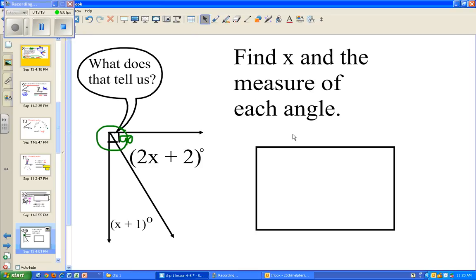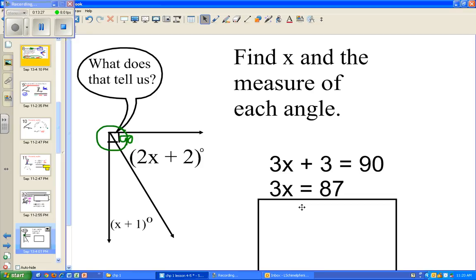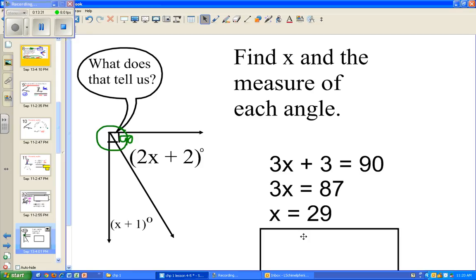And then again, adding like terms and setting it equal to 90. So we get 3x plus 3 equals 90. Subtract 3 from both sides, we get 3x equals 87. Divide both sides by 3 or multiply by 1/3 and we get x equals 29. And then to finish off the problem, it says find x and the measure of each angle. So go ahead and put the 29 back in. 29 plus 1 equals 30. 2 times 29 plus 2. 2 times 29 is 58 plus 2 is 60.